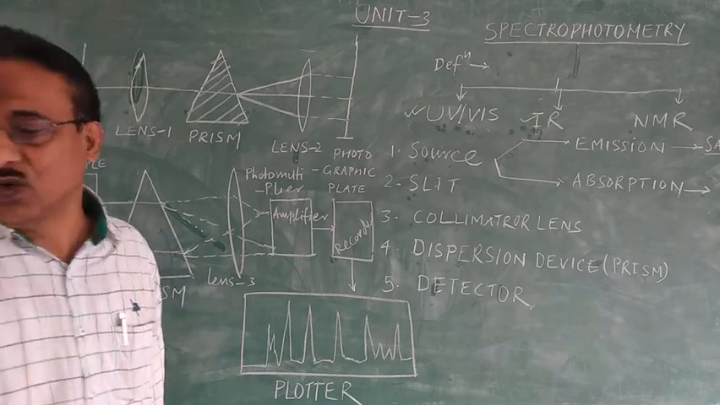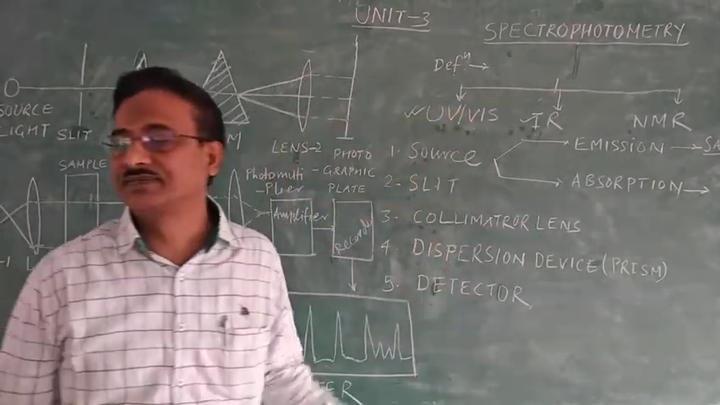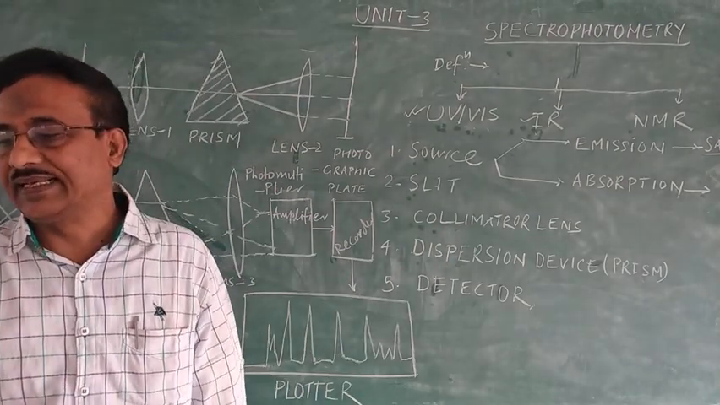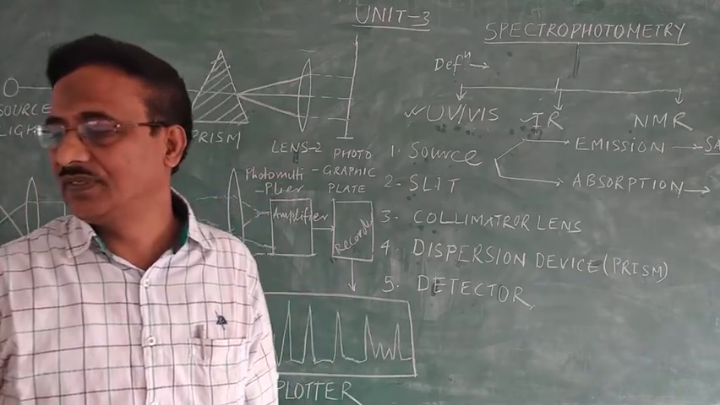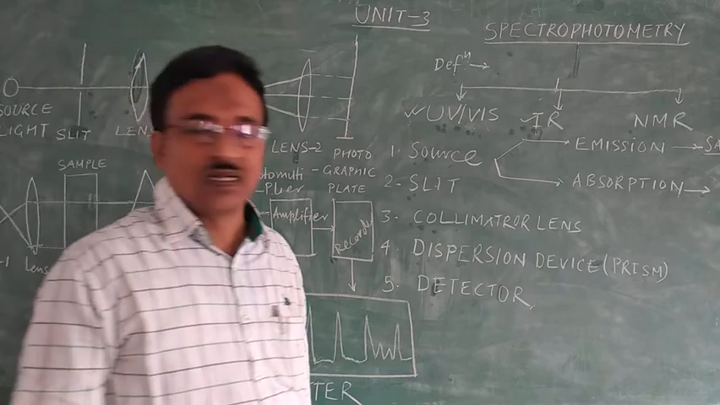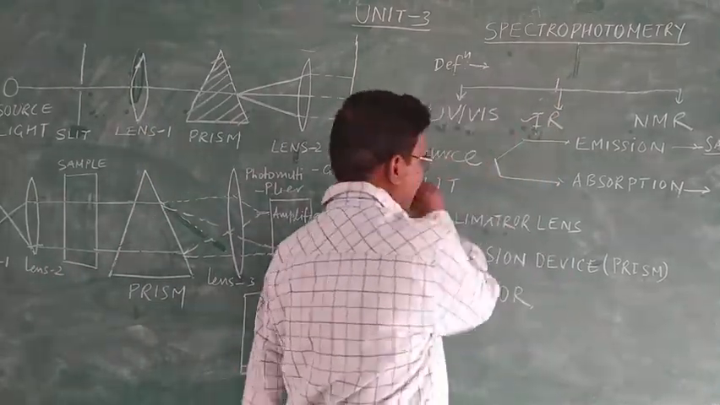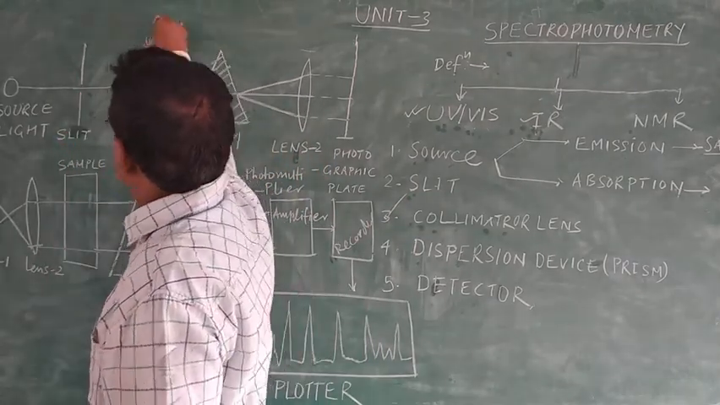Third is the collimator, that is a type of lens. Collimator is the lens through which we can pass the radiation and get a parallel beam. Here is the collimator lens.